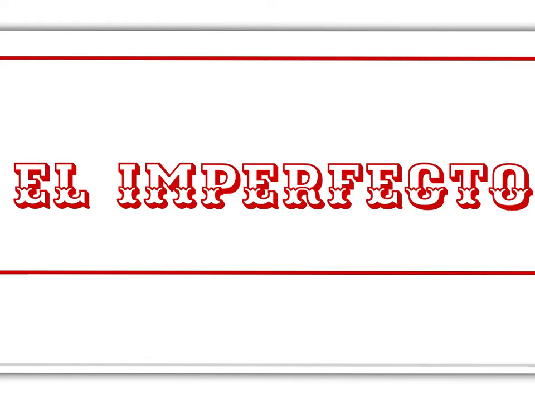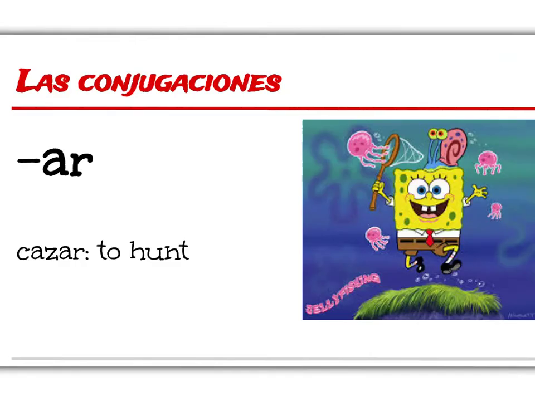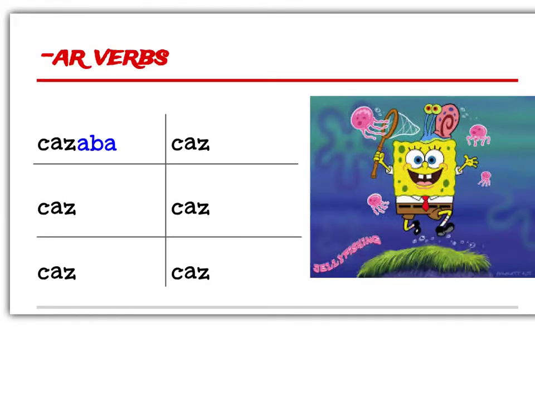Hola clase, esta noche vamos a aprender el imperfecto. Primero vamos a hablar de las conjugaciones. We're going to start with AR verbs. Por ejemplo, cazar, which means to hunt. Remember that the AR verbs end in aba.